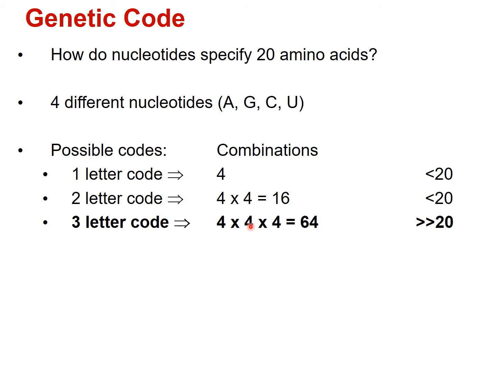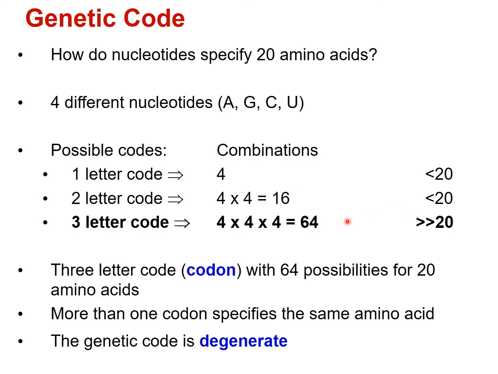However, when you reach a 3-letter code, each position has a chance to have one of the nucleotides. That comes out to 64 possibilities, which is much greater than the 20 that we would need to code for the 20 amino acids. So this is fortunate, right?